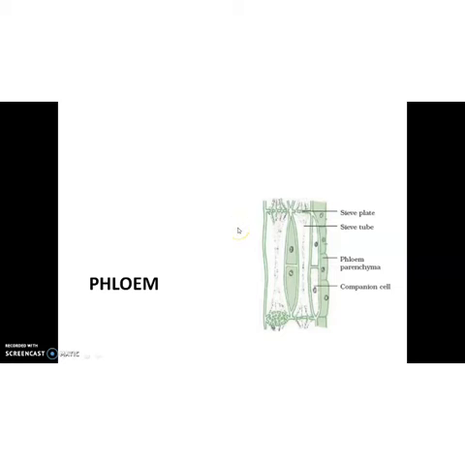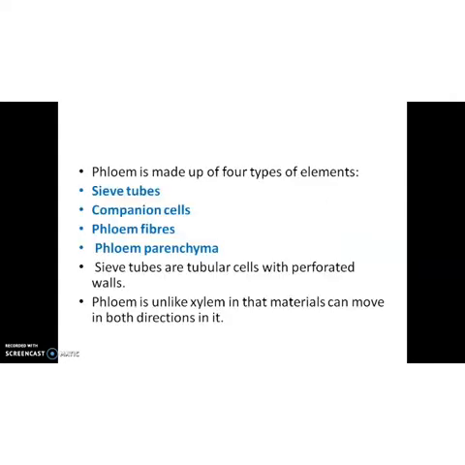Phloem, P-H-L-O-E-M, phloem, for the conduction of food. Okay, phloem for food. Same as that of xylem, phloem is also made up of 4 types of elements. Which are they? Sieve tube, companion cells, phloem fibers, phloem parenchyma. These 2 are same as that of xylem, right? So which are the 4 components of phloem? Sieve tubes, companion cells, phloem fibers and phloem parenchyma.